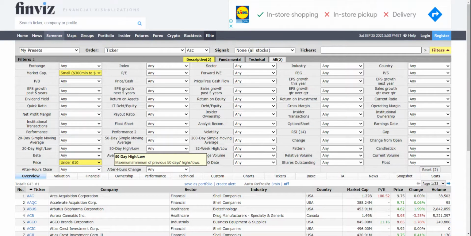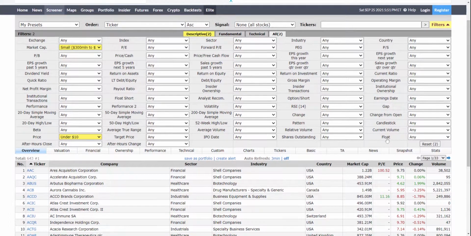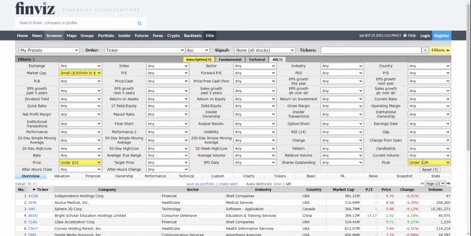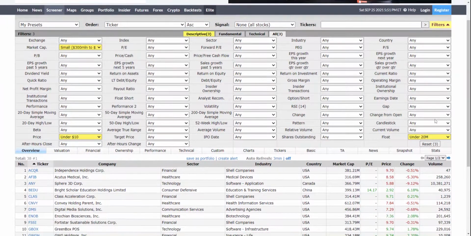The first thing will be the float. What does the float mean? It's the number of stock shares that are available for trading to the public. That doesn't include shares held by insiders. So how many shares are there on the market that we can trade? You want to fill in under 20 million. Why 20 million? You can go with whatever you want. You can go under 10 million, but that's what I like to do.